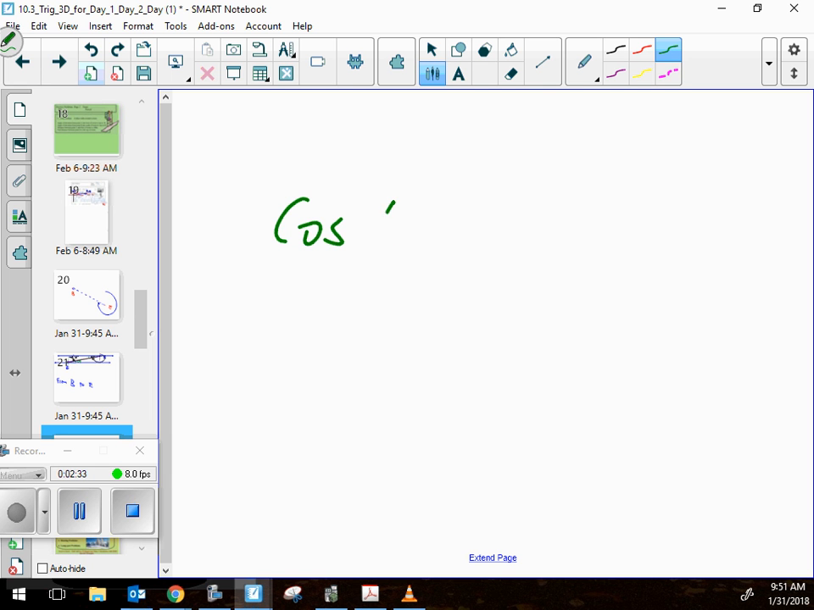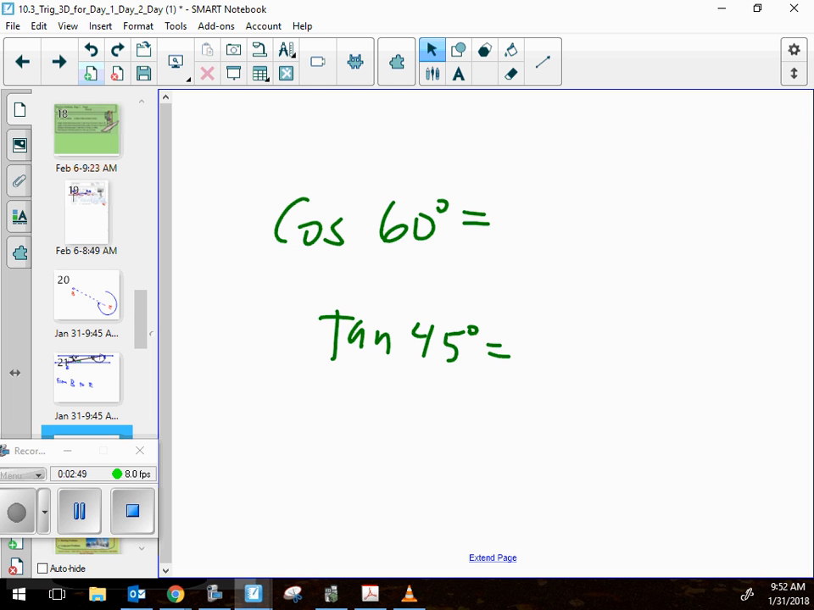Without a calculator, what is the cosine of 60 degrees? If you draw out that classic 30, 60, 90 triangle, you'll be able to figure out the cosine of 60. Next, I'd like you to do the tangent of 45 degrees. I'm going to pause for a second while you sketch out those classic right triangles. Try to remember how to do these.